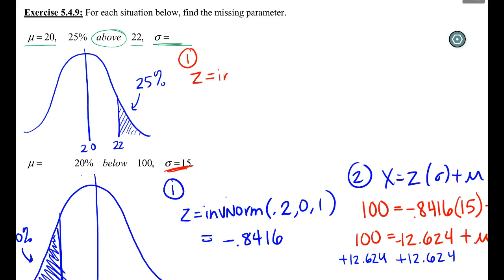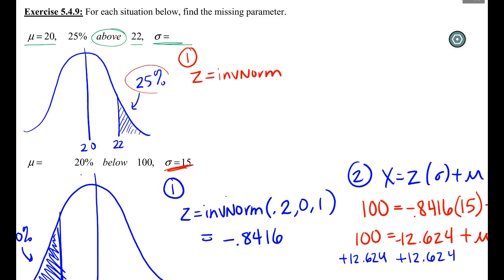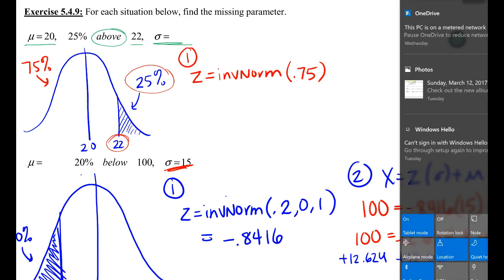In order to get our z-score, we're going to do inverse norm, and we're going to use our percentage. So if 25% is on the right-hand side of our curve, that means 75% is on the left-hand side. And inverse norm needs a left side probability, so we have to give it 0.75. We can also see here that our cutoff is positive, so it should be above the mean.